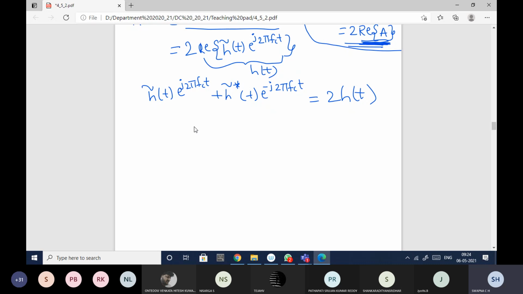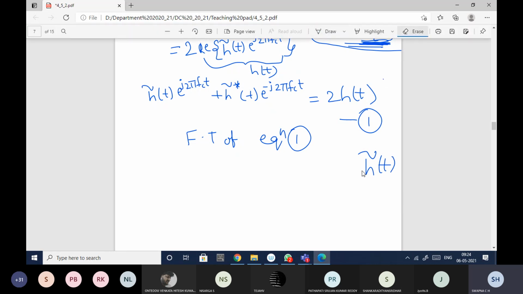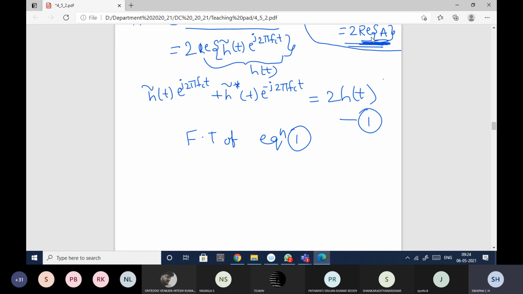So anyway, after finishing the topic, I'll tell you in brief again. Okay. So now we'll consider this as equation 1, and we'll try to find the Fourier transform of equation 1. All this analysis I'm doing only to get H tilt of T. So keep that in mind. I'm doing all this only to get H tilt of T.